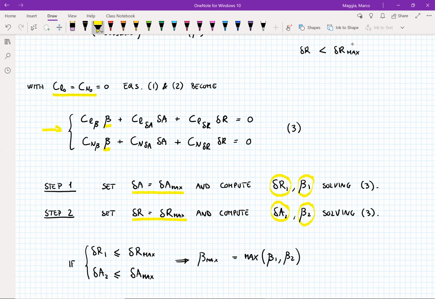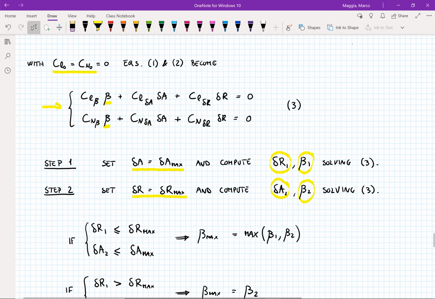Generally beta 1 and beta 2 are going to be different. And now we have to take a look at delta R1 and delta A2, because if both of them are within the limit, so if both of them are less than their corresponding maximum deflection, then both beta angles are possible, and so you just have to take the maximum between beta 1 and beta 2, and that is the maximum side slip angle that the aircraft can withstand.